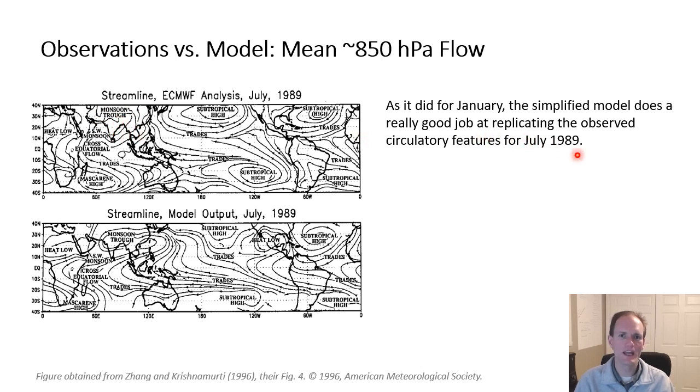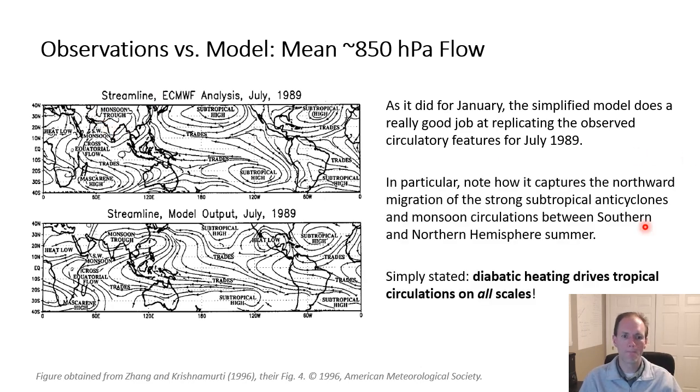So again, the diabatic heating that we input into this model, a lot of which is driven by latent heating in the precipitating regions, is sufficient to be able to help us understand what these tropical circulations look like, at least at low levels. So simply stated, diabatic heating drives tropical circulations on all scales.